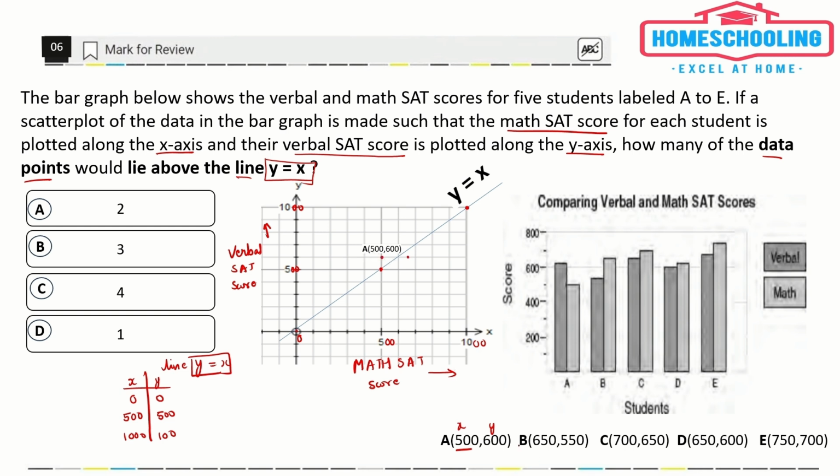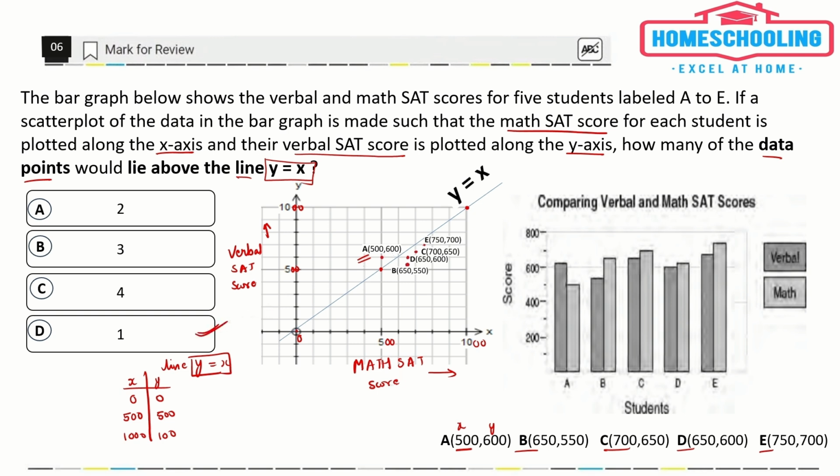Now point B is 650 and 550. Point C is 700 and 650. For student D it is 650 and 600. And for student E it is 750 and 700. So now we can see that only one point, that is A, is above the line, and the rest, B, C, D, and E, these four students are below the line y is equal to x. In the question it was given how many of the data points would lie above the line y is equal to x. So we have only one point that is above the line y is equal to x. So option D is your correct answer.